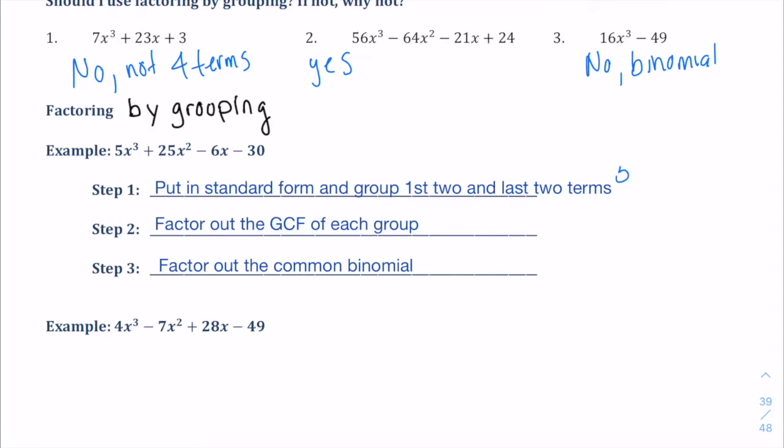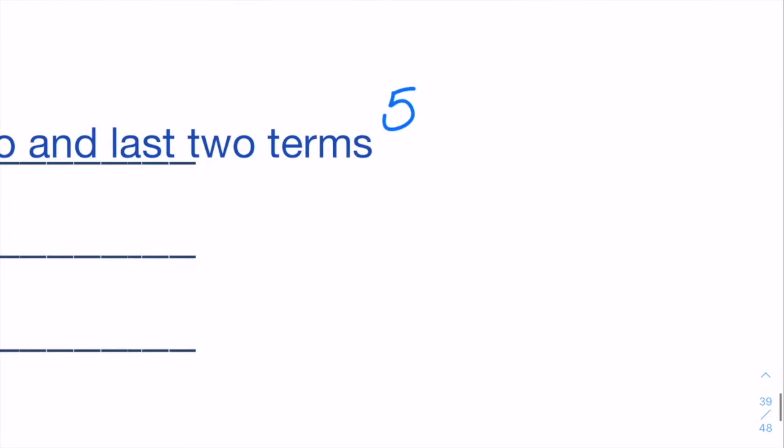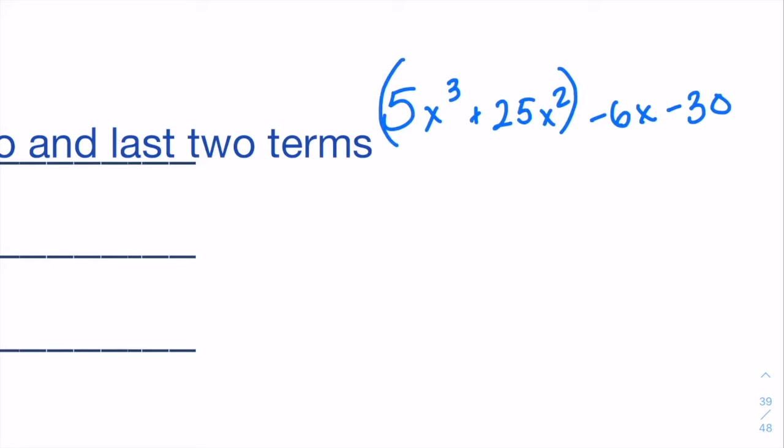So 5x cubed plus 25x squared minus 6x minus 30. I'm going to put parentheses around the first 2 and parentheses around the last 2. This is very similar to part of the method that we did when factoring trinomials where a is not equal to 1. Now that we've got those grouped together, we're going to look at each group separately.